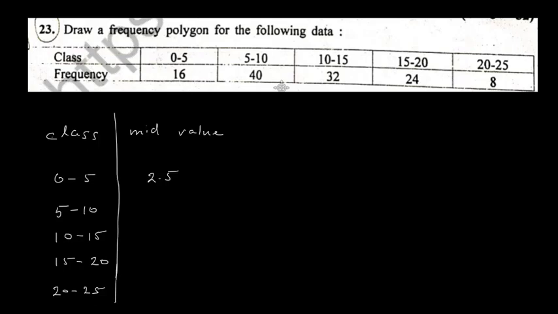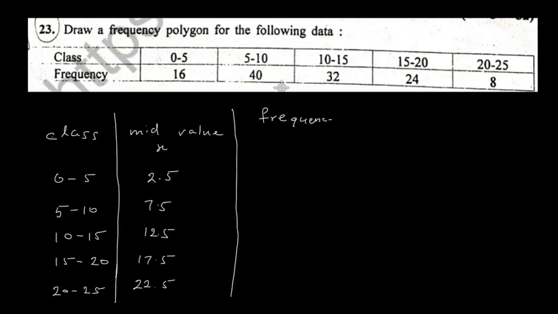So 2.5, then it is 7.5, then 12.5, here it is 17.5 and here it is 22.5. Now if the difference is 5, here also you will get a difference of 5, so you can easily calculate. So consider this as the value of x. And now the third column is frequency, so this is considered as y.